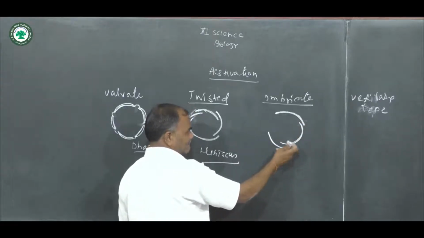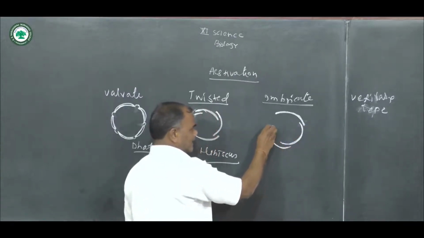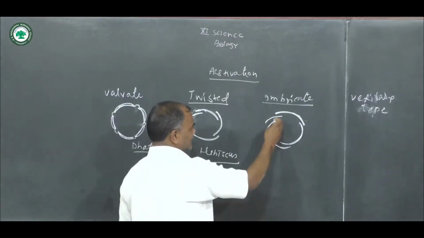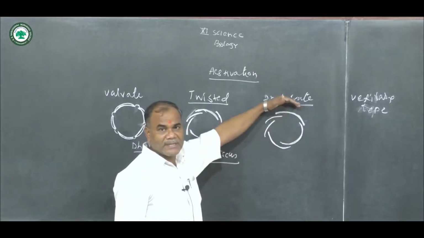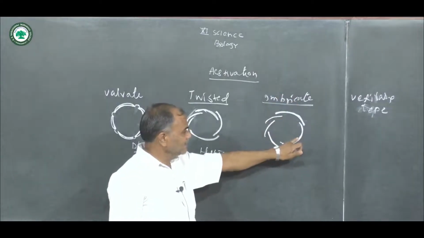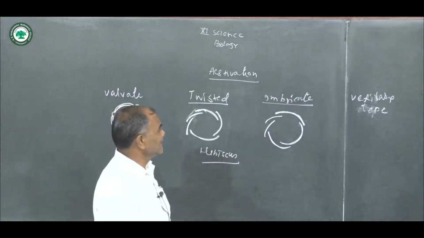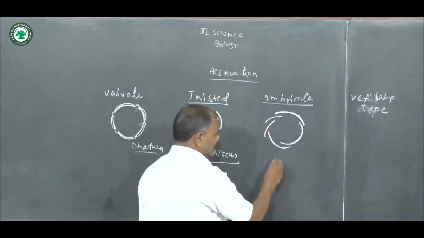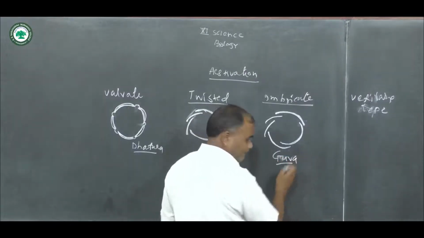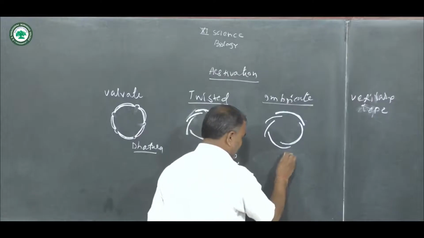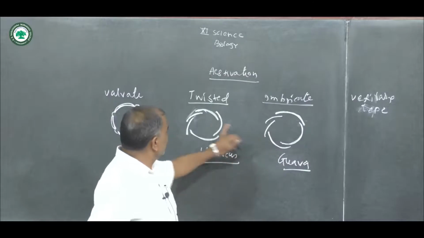Then the next margin is again inside, and these are continuously overlapping. The remaining three are continuously overlapping. One is inner, one is outer. One sepal is completely outer, one sepal is completely inner, and the remaining three are continuously overlapping. This type of aestivation is known as imbricate aestivation. Probably this type of aestivation will be found in the guava plant.